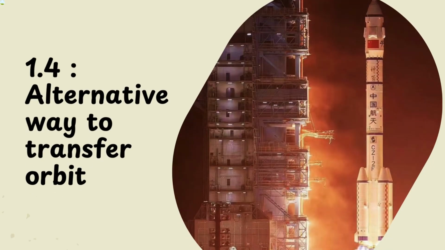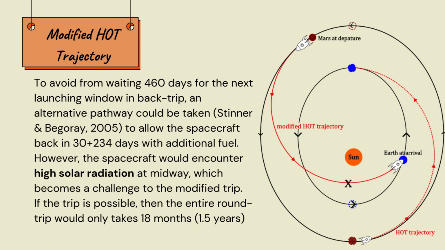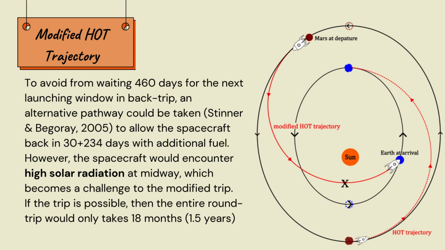There is also an alternative way for the transfer of orbit. For the modified HTO trajectory, by using an additional field, time taken on Mars could be reduced. However, the spacecraft would encounter high solar radiation, which turns into a challenge for the trip. The whole journey would only take 18 months.